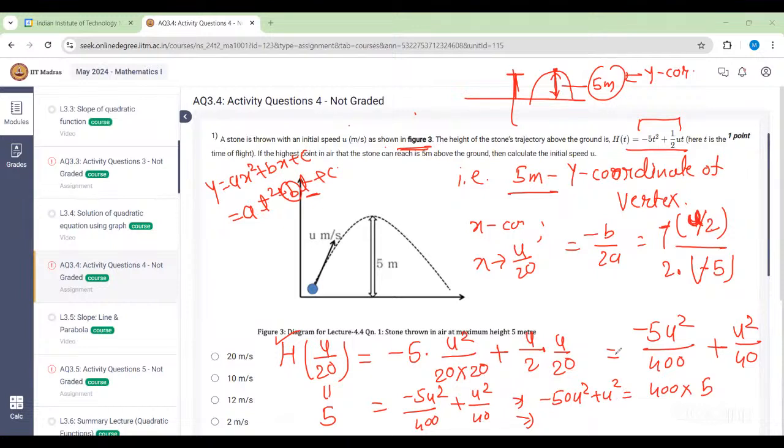Have I made any calculation mistake? So the height trajectory of the stone is this. Here t is the initial height. The highest point in the air that the stone can reach is 5 meters above the ground. So if 5 meters is the height, then yes.